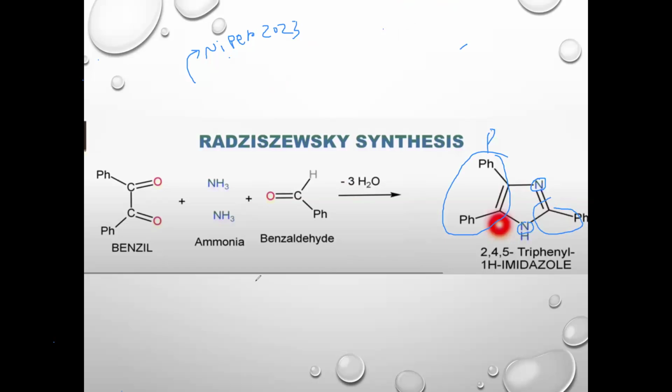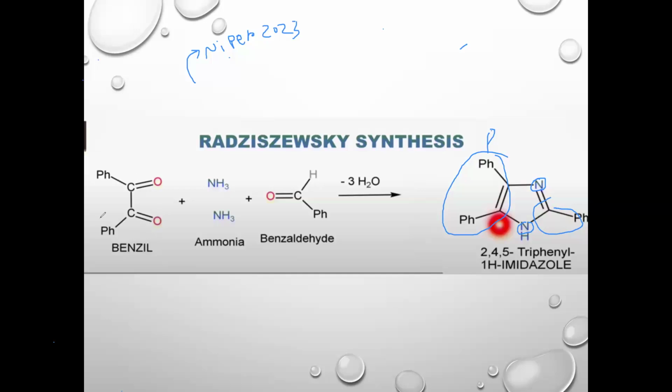No, it's not that. It's benzophenone, right? The other name is benzophenone, also known as benzene. If acetophenone was there, it would be CH3, right? So it's a benzophenone, or benzene 1,2-dione, you can say. Okay.